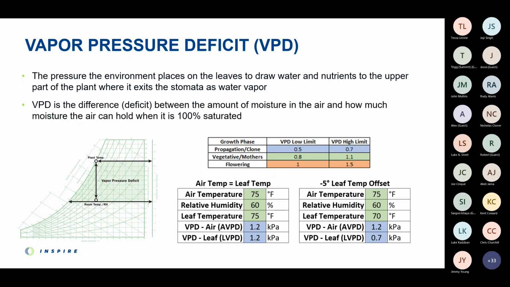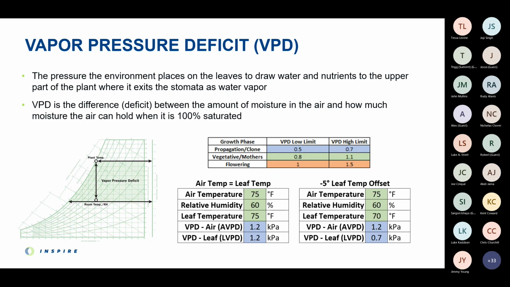Technically speaking, VPD is the difference between the amount of moisture in the air and how much moisture the air can hold when it is 100% saturated. And you can visualize this on what's called a psychrometric chart, like the one here on the bottom left, by plotting the room conditions and the leaf temperature, and then subtracting the associated vapor pressures of each condition to get the deficit. There's an optimal range for VPD depending on the stage of growth the plant is in.